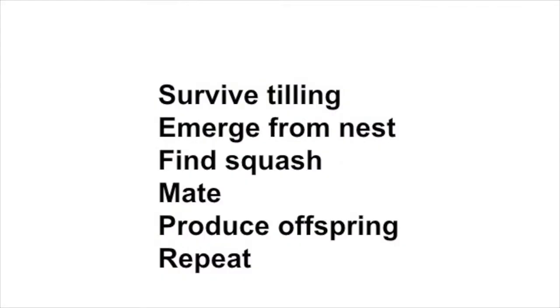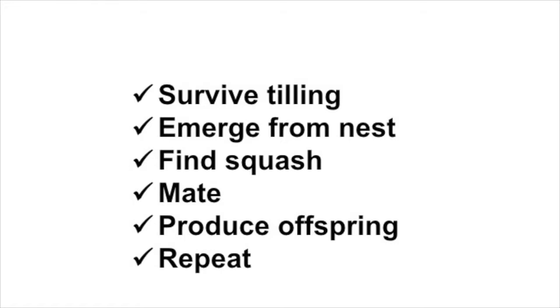And so a squash bee life to-do list might look something like this. First, survive tilling, and then if that's completed, emerge from the nest. Once they've emerged from the nest, they need to find squash, and at that point, they'll hopefully find a mate, and then mate, and be able to produce offspring, and that process will repeat generation after generation. So this is the list that we had in mind when we built the model.